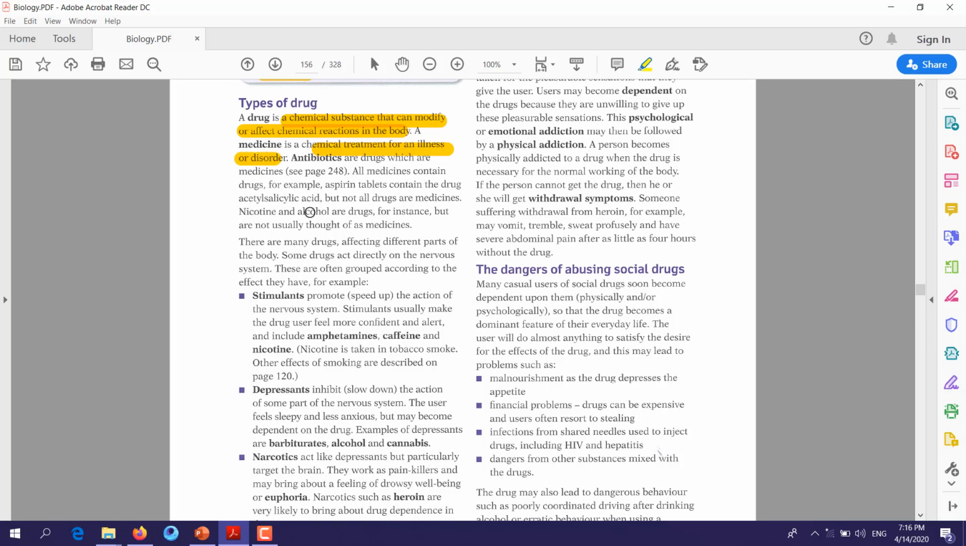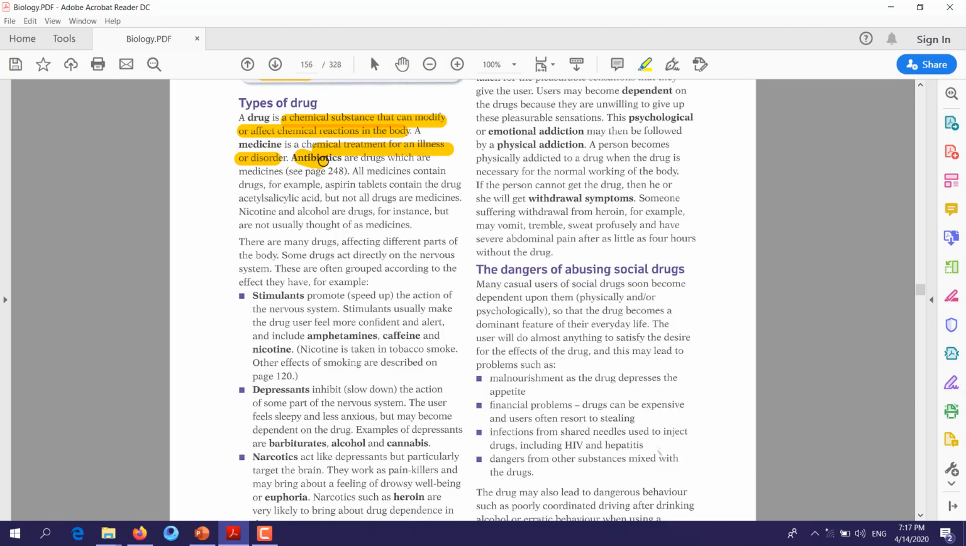Now, you will say, okay, what is the difference between drug and medicine? Both of them change the way our body acts. Drug is a general word. Medicine is a kind of drug. So medicine is a kind of drug that is used to treat illness.